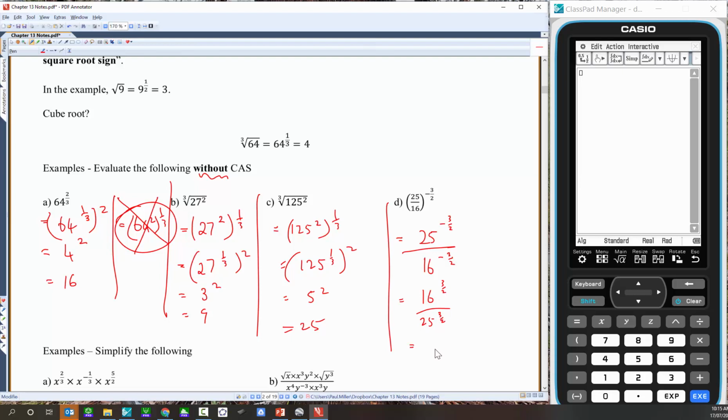Okay, now what I'm going to do is go 16 to the half to the 3 over 25 to the half to the 3. Okay, so the square root of 16 is 4. 4 to the 3 is 64. Square root of 25 is 5. 5 to the 3 is 125. There it is, 64 and 125.